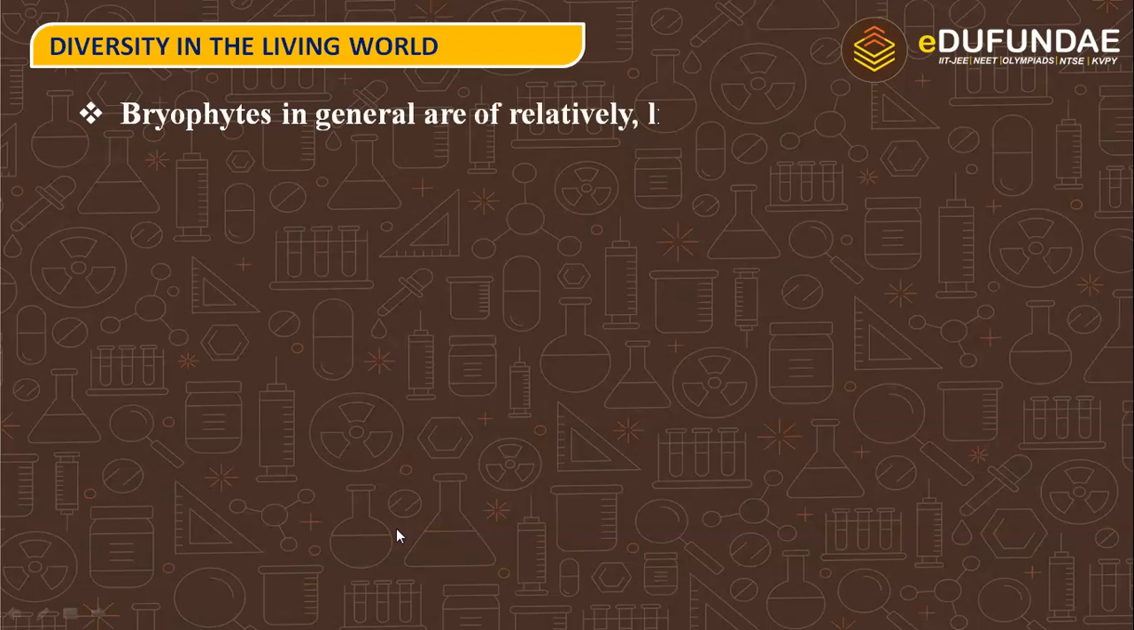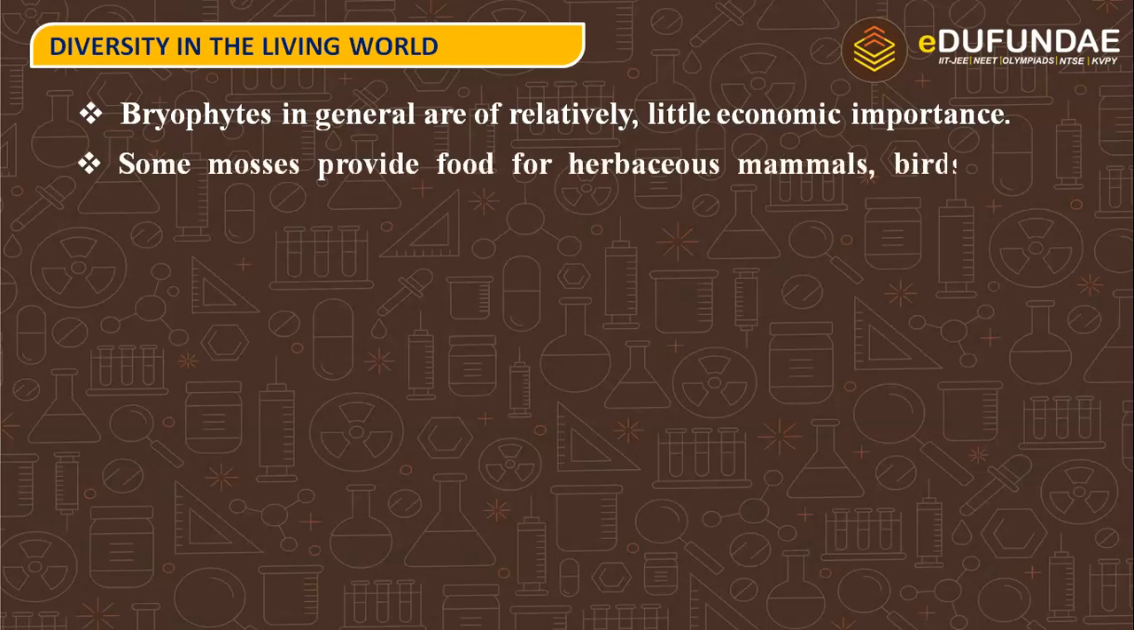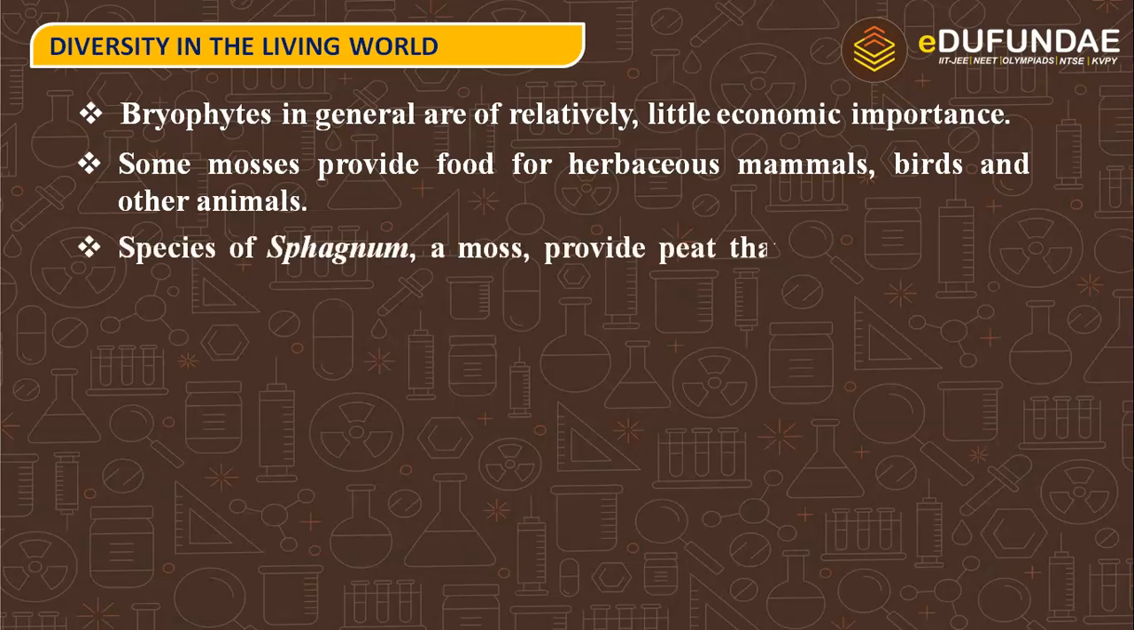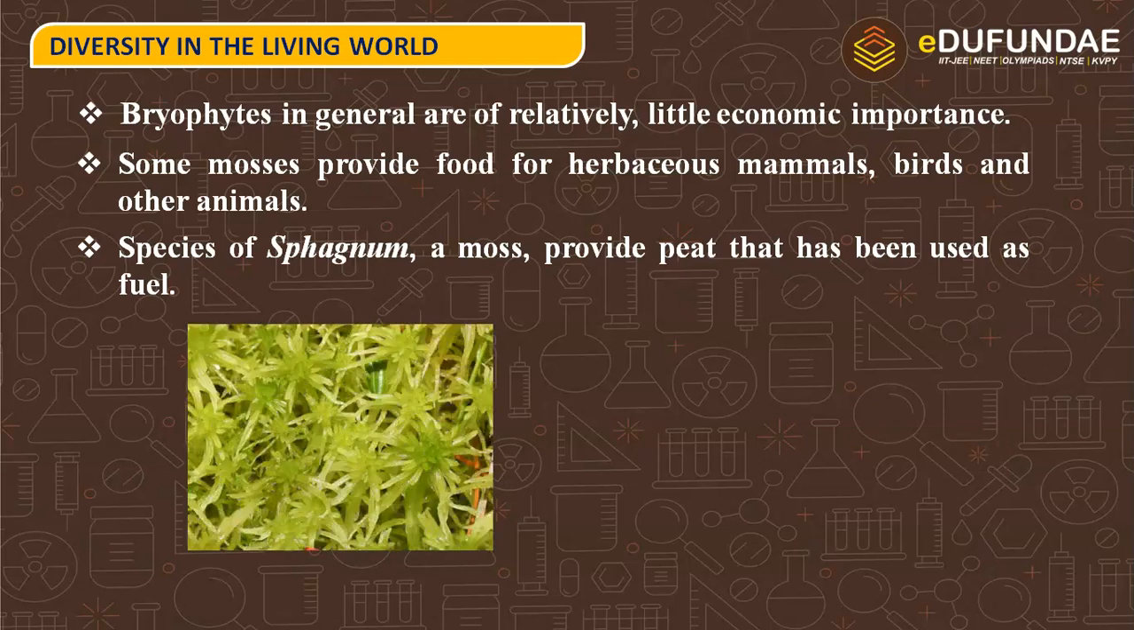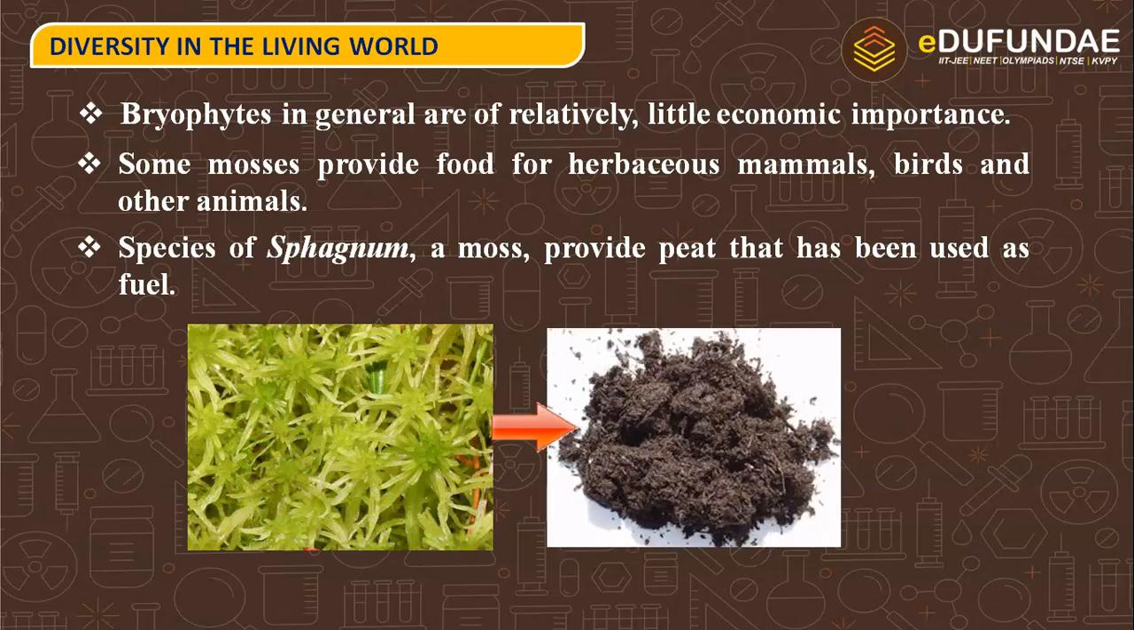The bryophytes in general are of relatively little economic importance. Some mosses provide food for herbaceous mammals, birds and other animals. Whereas the main role can be seen in peat: the species of sphagnum, that is a moss, provides peat so that it can be used as a fuel. So what is peat? It is a substance. Here is the sphagnum species of a moss that leads to the formation of peat.